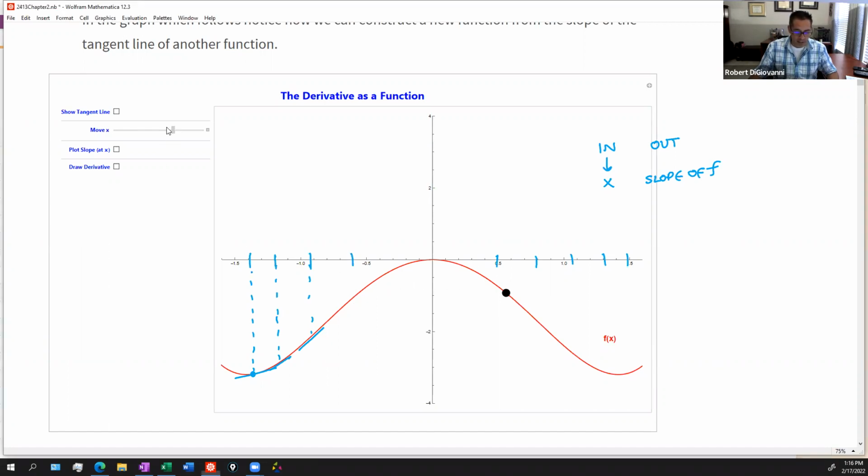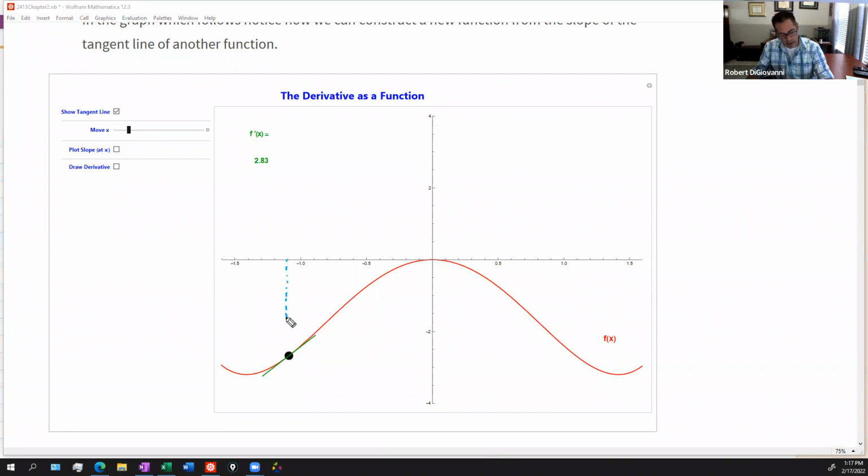So I can illustrate this with the computer. I'm going to clear this out. Let me show you the tangent line. Do you all see that at this particular x value that I'm at right now, it was a positive slope, right? And I have the computer telling me what the value of it is. Now, don't ask me how I got that number, but the computer is telling me that the slope of that line is 2.83, right? So I've got this new function that takes in this input. Let me move the point to the right just a little bit. Let me move it to about 1, right about there.